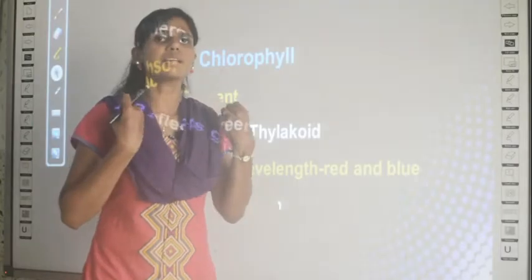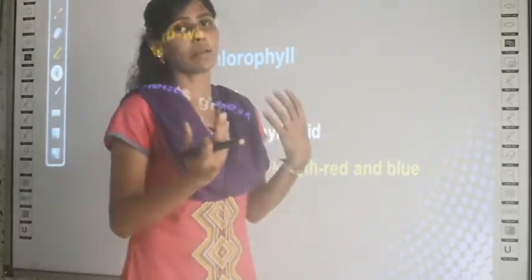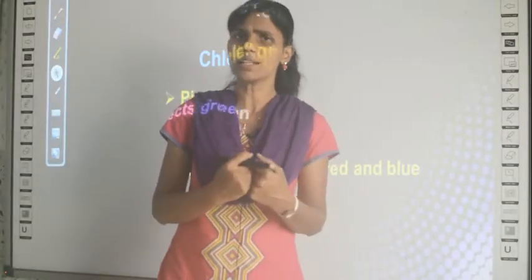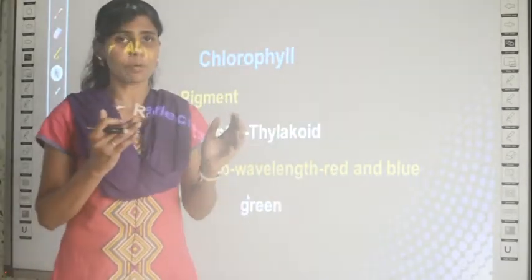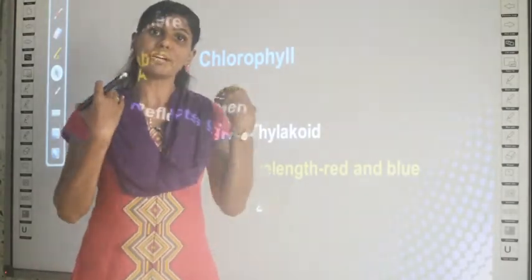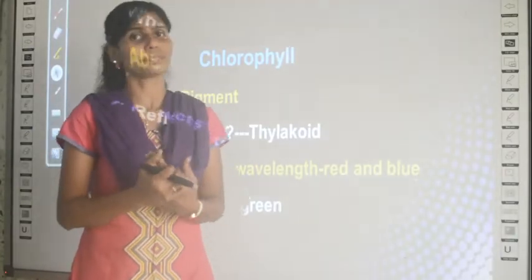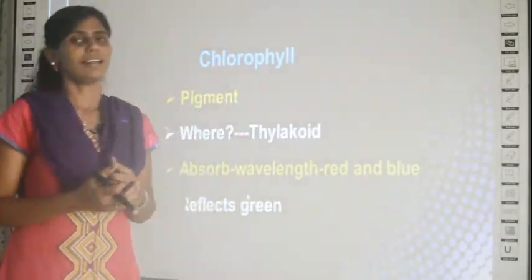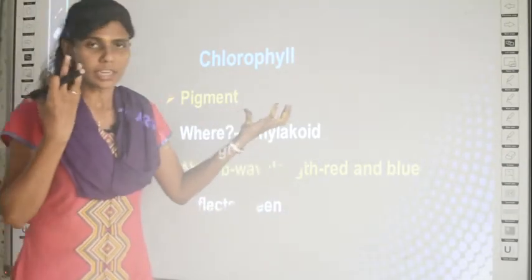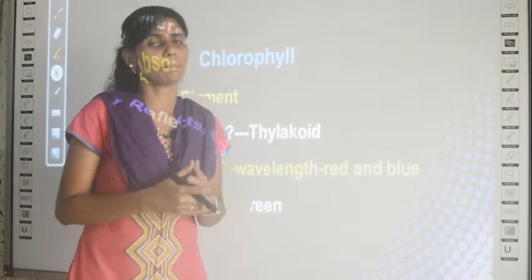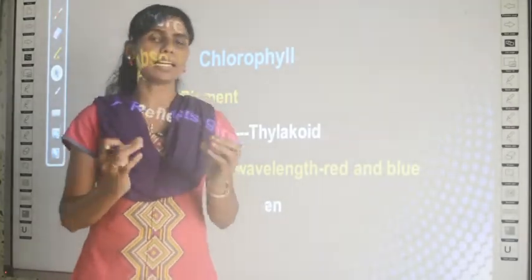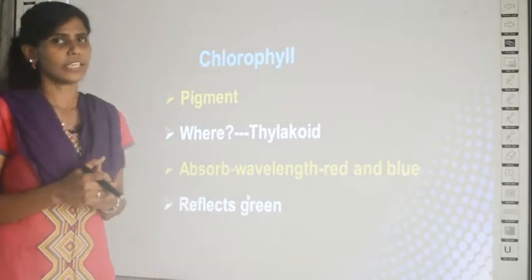So whatever color is reflected, that color only can be seen with the eyes. The color that they absorb, we cannot see. This pigment has a special property to absorb the red and the blue color, and it will reflect the green color. That's why we can see green color. The chlorophyll appears green in color, as well as the chloroplast organelle. This is the reason why chloroplast and chlorophyll are green in color, because they reflect the green color. Clear?